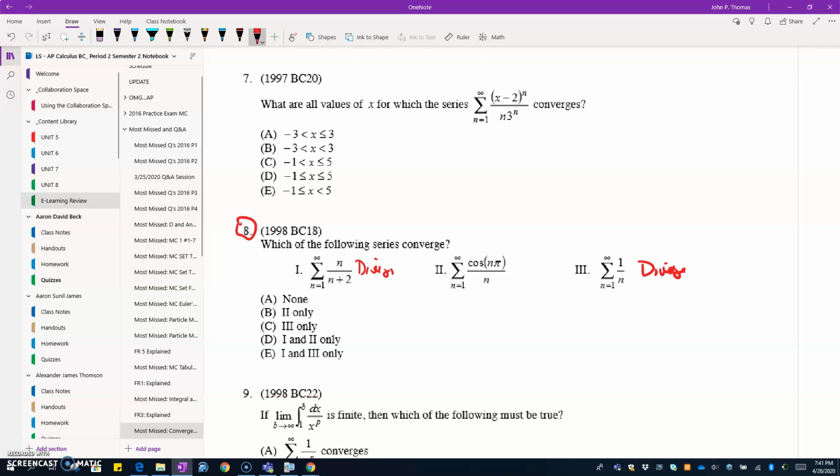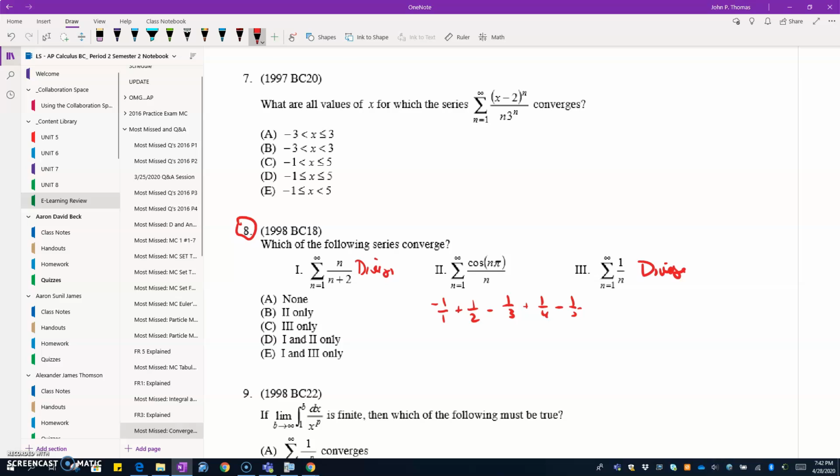So if I plug 1 in there, I have cosine of pi. Cosine of pi is going to be -1. Then I'd have cosine of 2 pi, which is +1. Then I'd have cosine of 3 pi, which is -1. Cosine of 4 pi, which is +1. So the top on this one actually alternates. So I have -1 over 1, and then I'm going to have +1 over 2, -1 over 3, +1 over 4, -1 over 5.